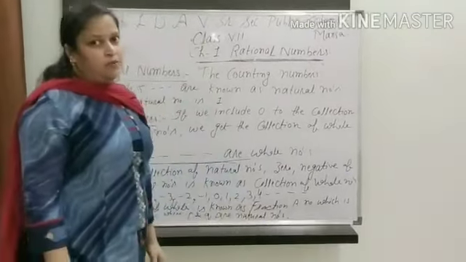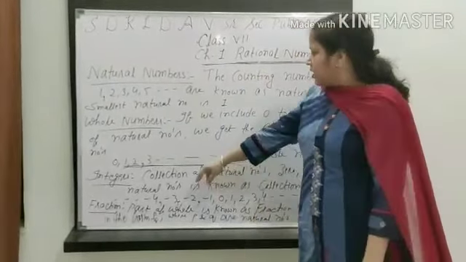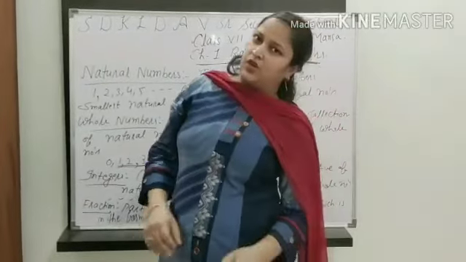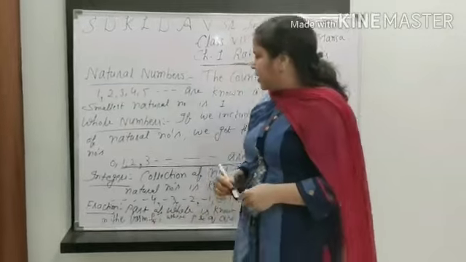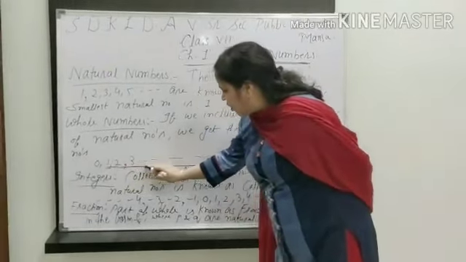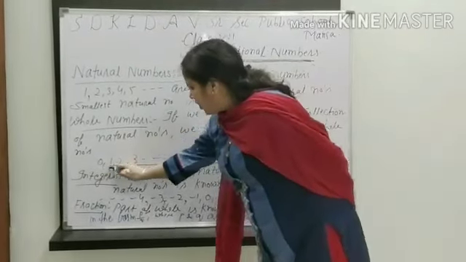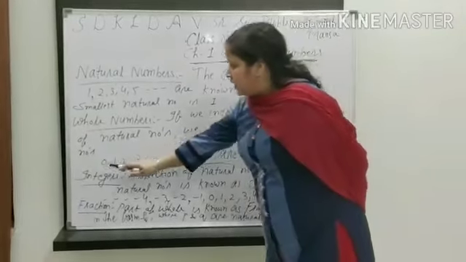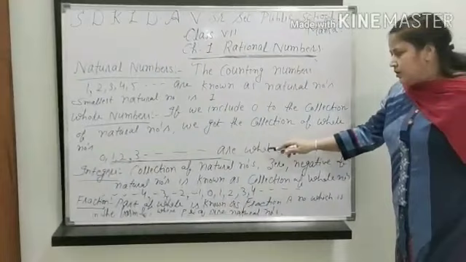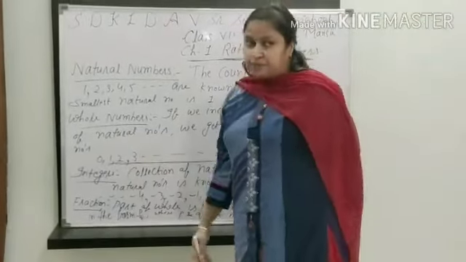Next is whole numbers. If we include 0 to the natural numbers, we get the collection of whole numbers. Means, if we include 0 to the collection of natural numbers, we get the collection of whole numbers. That is, 0, 1, 2, 3, 4, and so on are known as whole numbers.